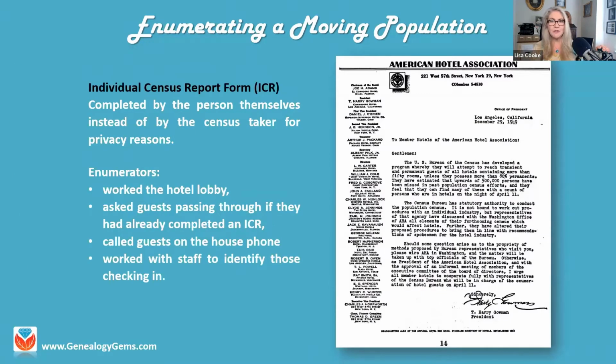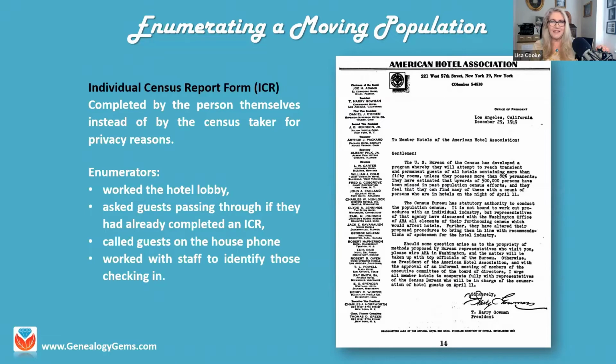In fact, they reached out to the American Hotel Association, let them know they were going to be doing this. This is the letter that they sent out in 1949. And so they had a lot of cooperation from the people who ran these establishments. And they had something called the ICR form. Now, unfortunately, I don't think we're going to get to lay our eyes on an ICR form, but it's basically an individual census form.